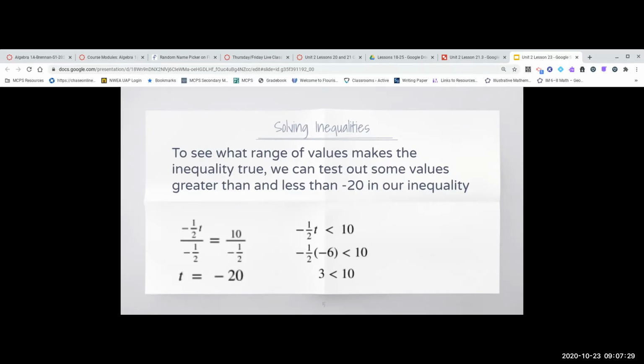True statement. Let's, though, try a value less than -20. So if I pick -22, I do the same thing. I end up with 11 is less than 10, which is not a true statement.